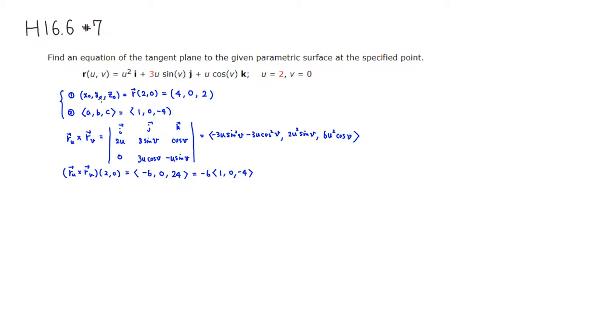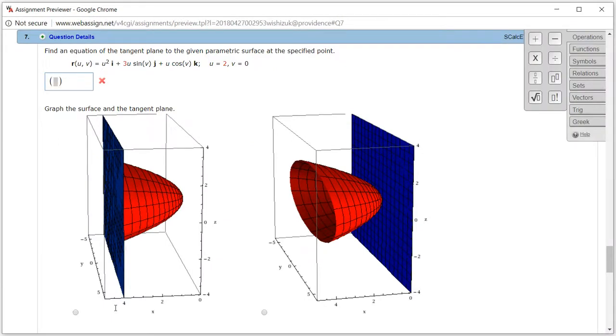Remember that once you have a normal vector and a point, the equation of the tangent plane is a times x minus x0 plus b times y minus y0 plus c times z minus z0 equals 0. In this case, a is 1 and x0 is 4, so you have x minus 4. b is 0, so that's gone. c is negative 4, and z minus z0 is z minus 2, equal to 0. So let's type this in: x minus 4 minus 4 times z minus 2 is equal to 0.